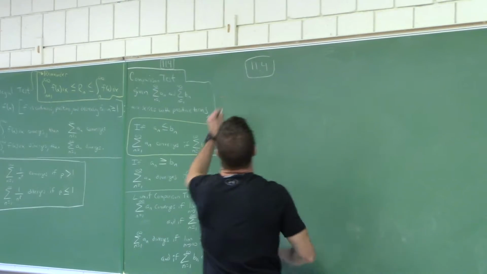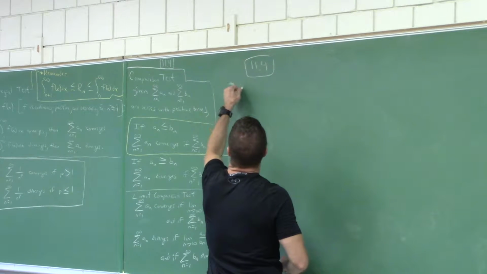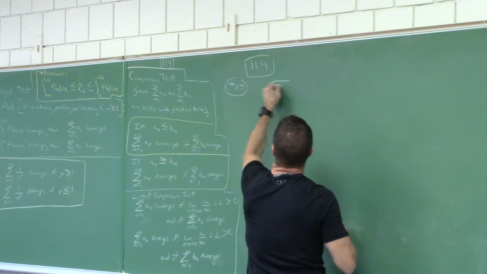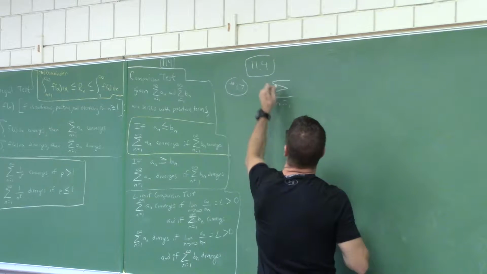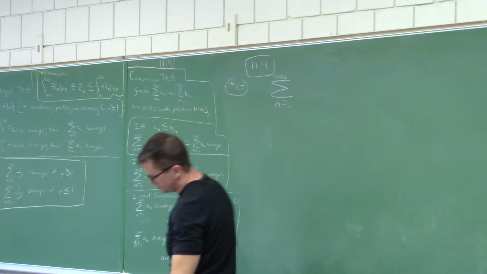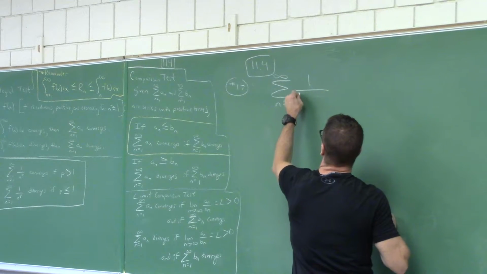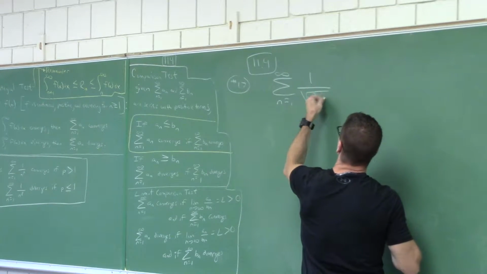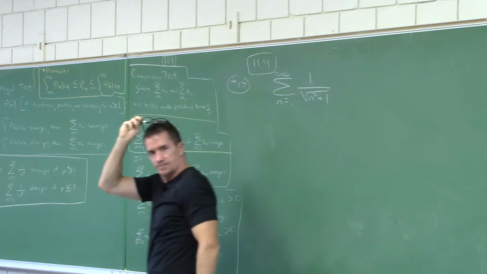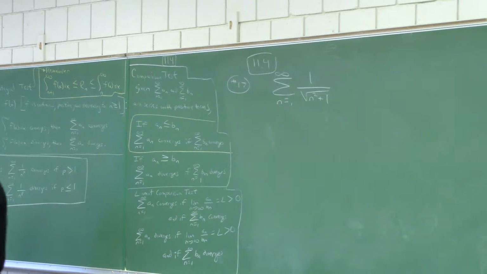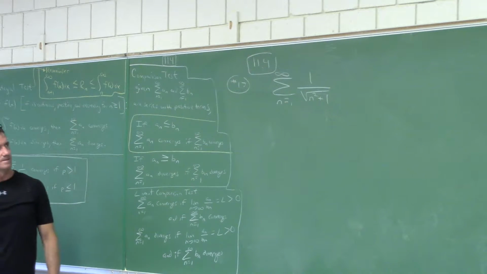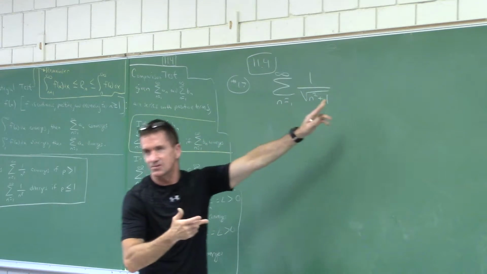All right. This is what they have. The sum as n equals 1 to infinity of 1 over the square root of n squared plus 1. And we want to determine whether or not this converges or diverges.